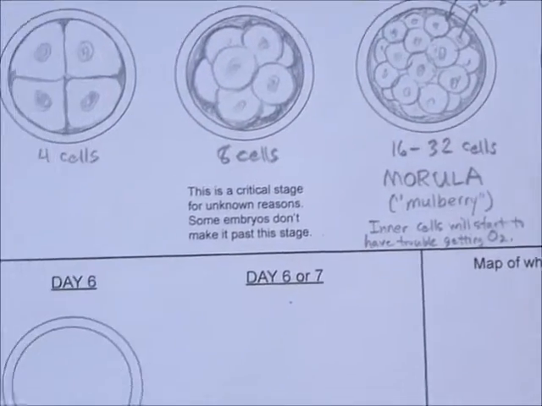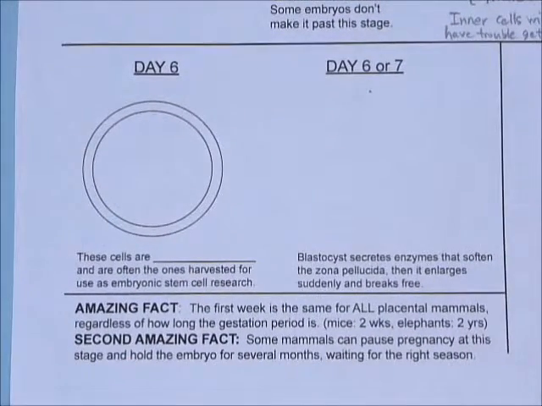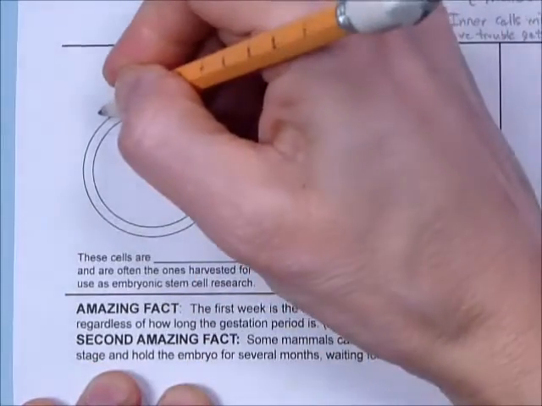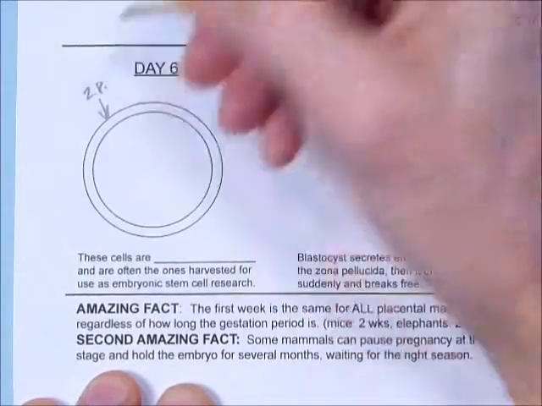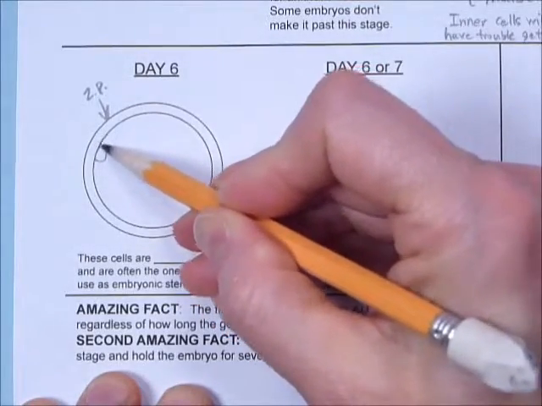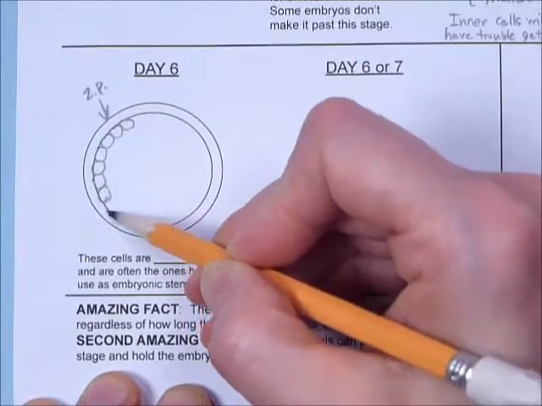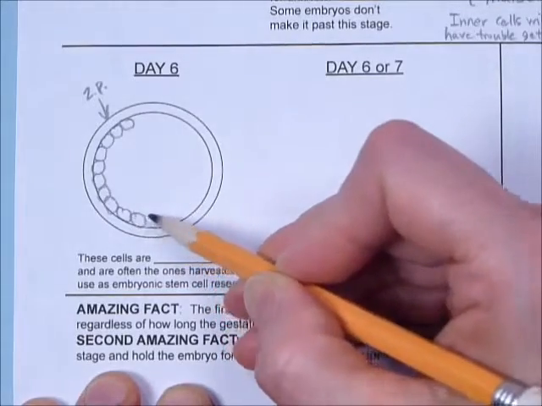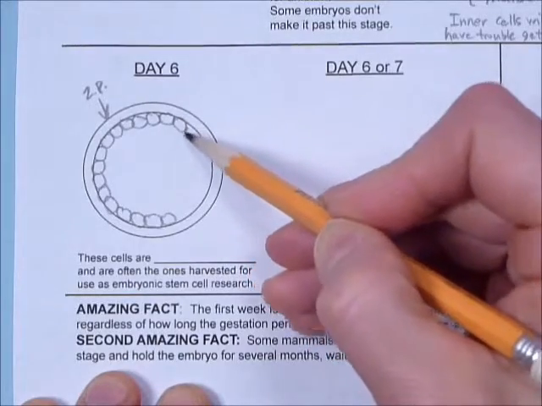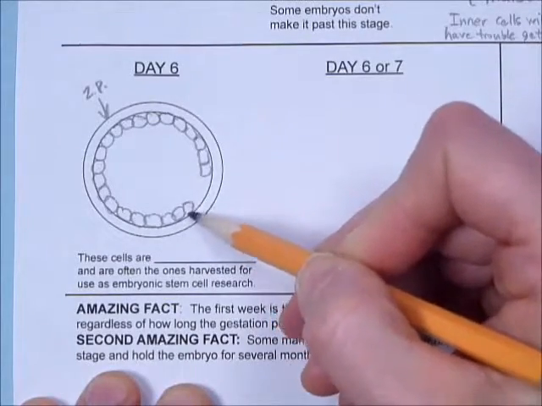Okay, let's go down and see what happens on day 6. We're getting towards the end of the first week. And the first thing you'll note is that our zona pellucida is still with us. This good old ZP, it's hanging in there all this time. And we're still going to have that ring of cells that we drew for day 5. So this is still called the blastula, or the blastocyst.